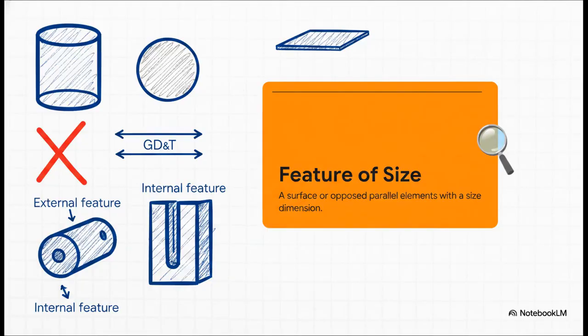First up, we need to talk about the feature of size. This is a term you are going to hear constantly in GD&T. By definition, a feature of size must be a cylindrical surface, a spherical surface, or two opposed parallel elements or surfaces that can be directly associated with a size dimension. So whether it's an external feature, like our problematic shaft from earlier, or an internal feature, like a slot or a hole, it literally must have those opposed parallel elements to be considered a true feature of size. If it's just a random flat surface floating in space, it is not a feature of size. It needs measurable, opposable size limits.